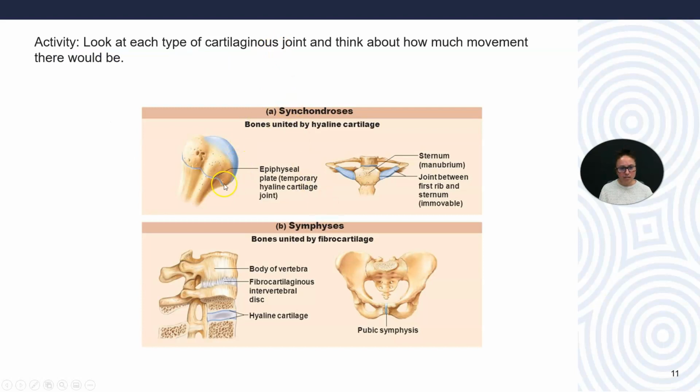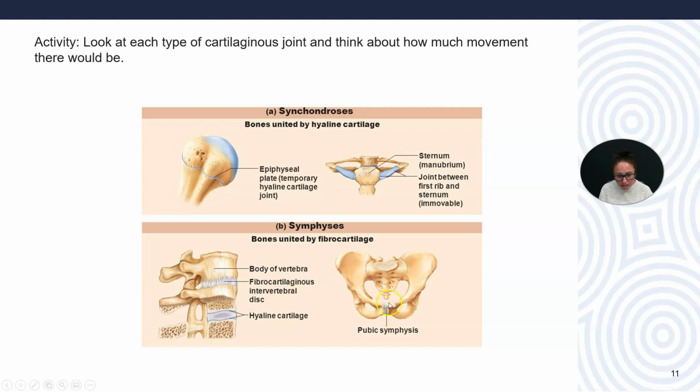Let's have a look. Look at this one. Yeah, that is a cartilaginous joint. Look at that one, the joint between the rib and the sternum. That one doesn't move very much. What about this one?